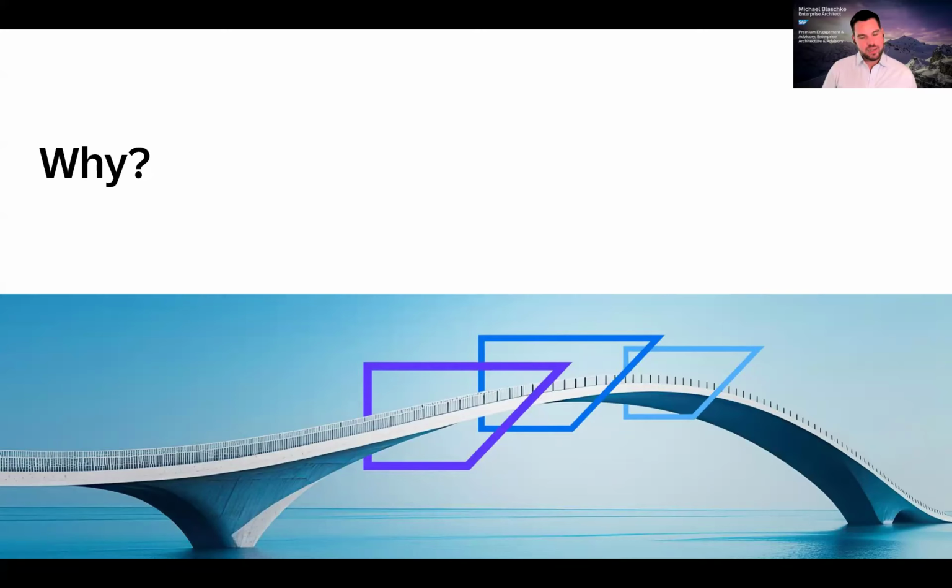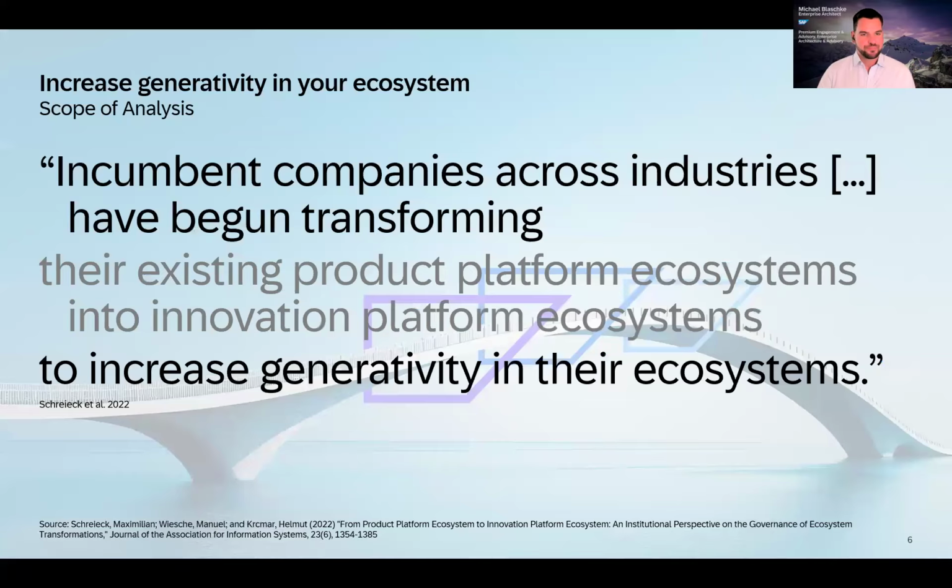And again, let's come back to this strategic picture on the slide here. The bridge again represents the journey enabled by enterprise architecture from traditional product platform ecosystems to innovation platform ecosystems. And understanding why this transition matters ensures later that EA investments deliver real business outcomes. Okay, let's start with the very scope of this analysis.